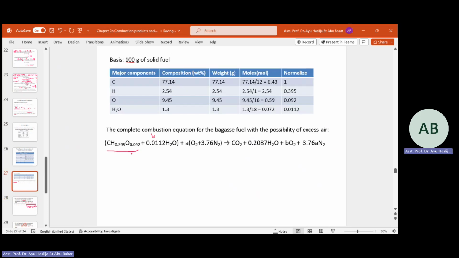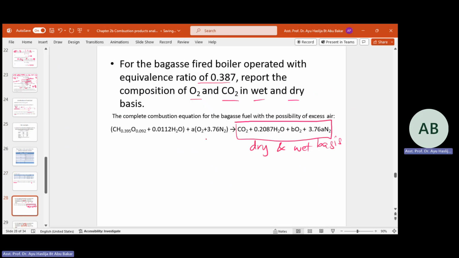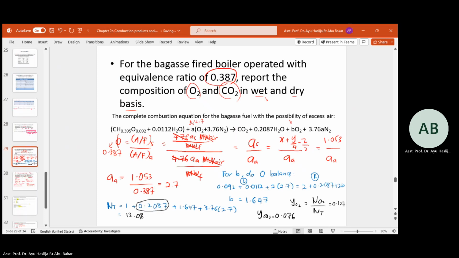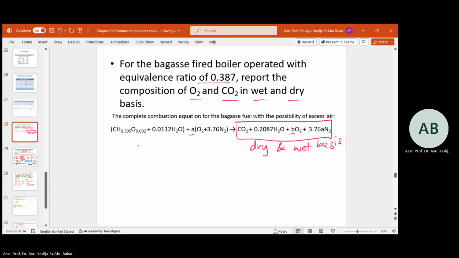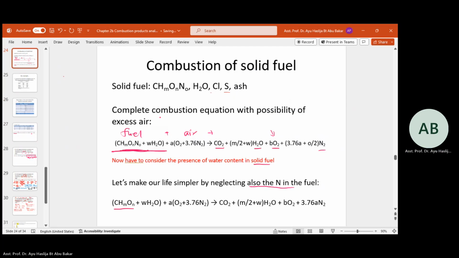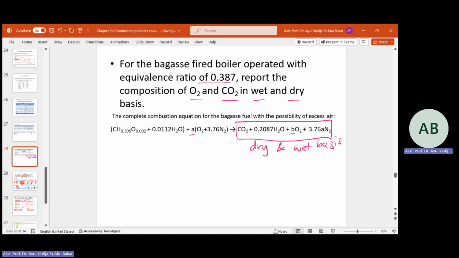Now, from tadi kita dah dapat the chemical formula, then we generate the combustion equation, inclusive the O2. Now, we have unknown A, B. Info yang dia bagi tadi is just equivalence ratio. So from equivalence ratio, apa yang you boleh cari? We know A stoic over A actual, kan? Equivalence ratio equals A stoic over A actual.